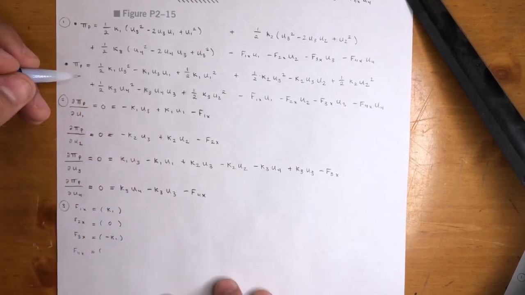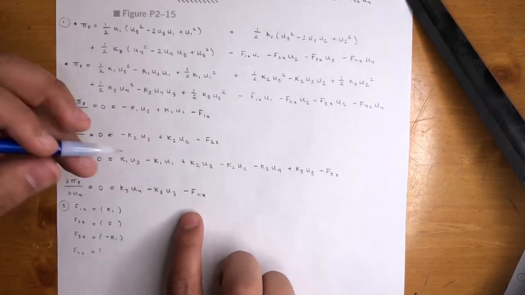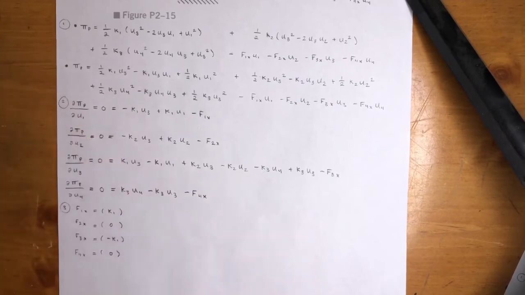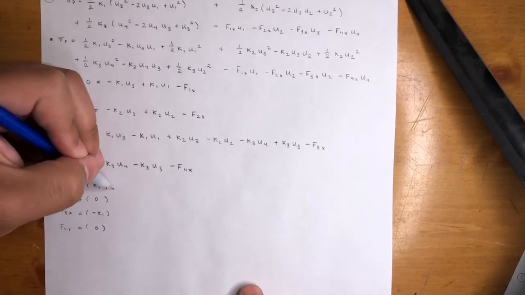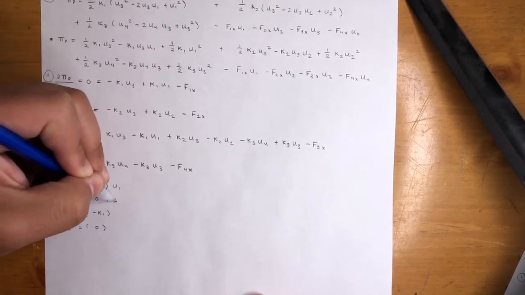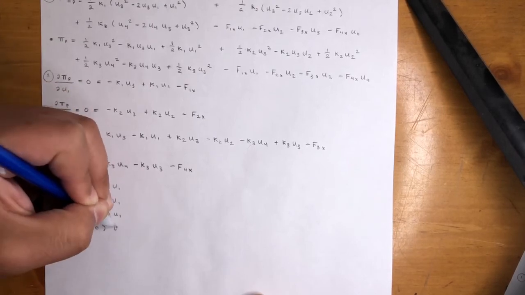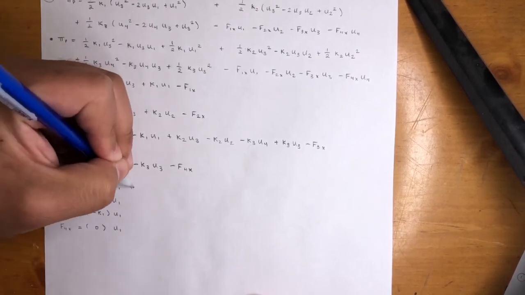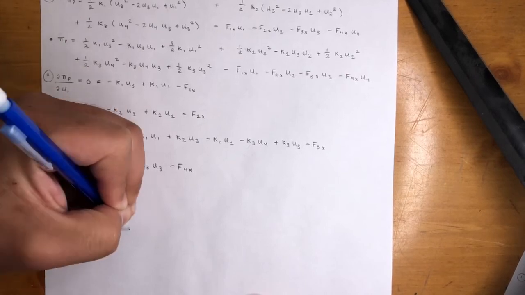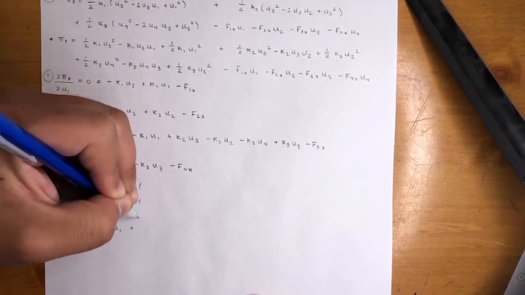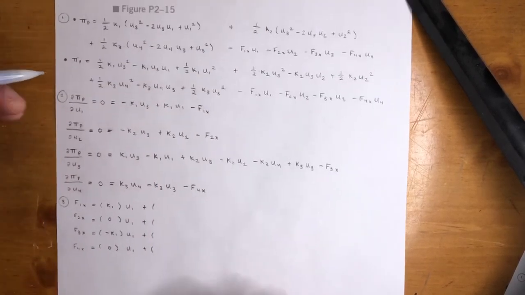Okay. And then F4. Is there any U1s? No. So it's 0. Okay. Now I'm just going to go ahead and put U1, U1, U1, U1. Next term, do the same thing for all the U's. So now let's do U2.